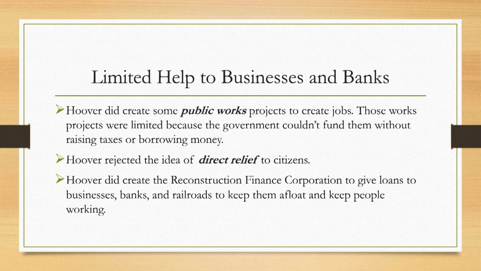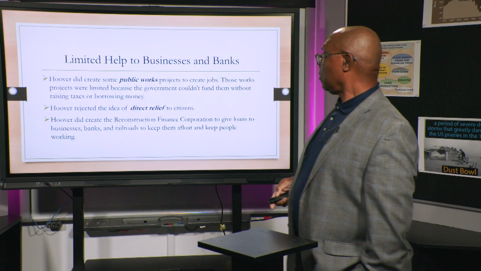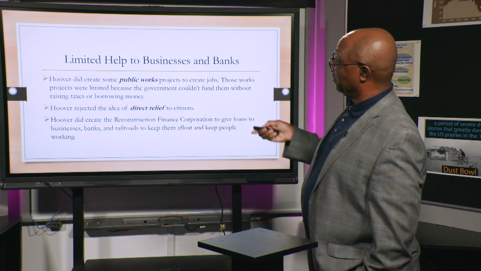Hoover rejected the idea of direct relief to citizens. He didn't believe that you should give a person a fish if they were starving. He would be more along the lines of teaching them to fish. So giving direct relief, or giving money to individuals, is not something that Hoover subscribed to.